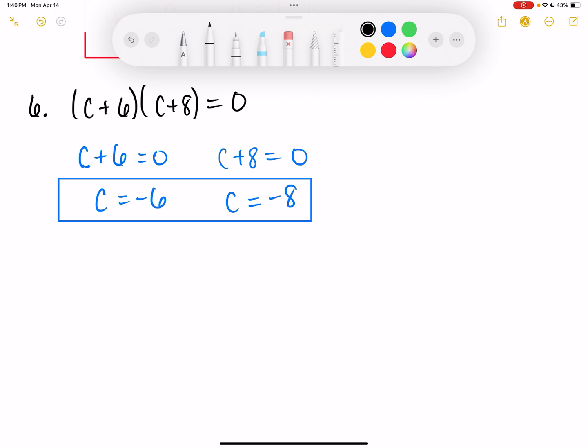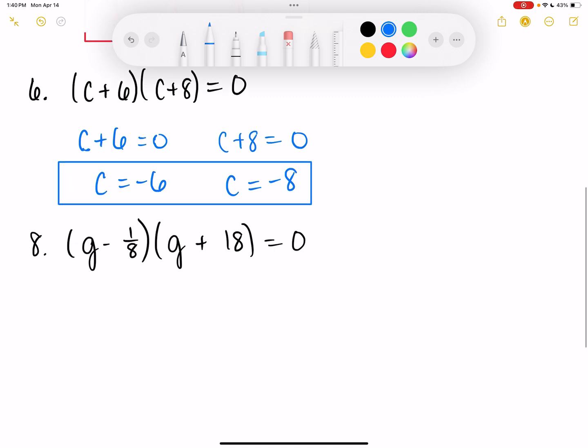Let's see, 8g minus 1/8 times g plus 18 equals 0. So, what do I do first? Yep. Separate it and set it equal to 0. So g minus 1/8 equals 0. G plus 18 equals 0.